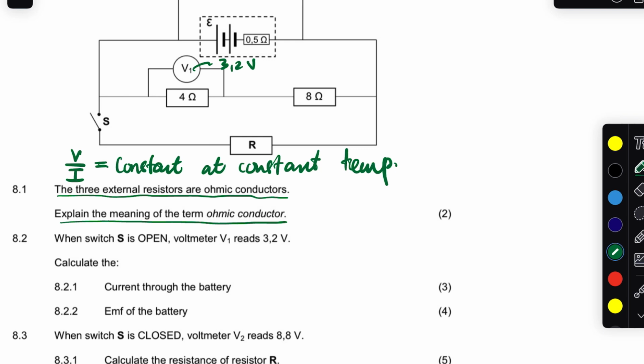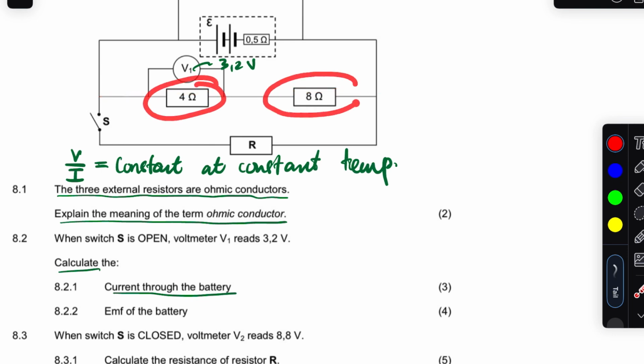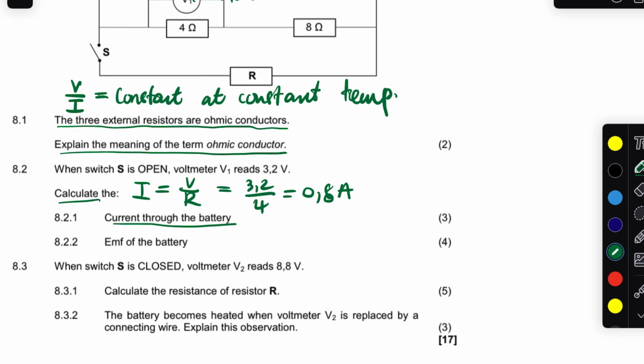Now it says calculate the current through the battery. So guys, if we have the potential difference here and we have a resistance, we can calculate the current that passes there. This resistor has the same current as that one, so we can say I is equal to V over R. We take the voltage, 3.2, and divide by the resistance, which is 4. It's going to be 0.8 amperes.